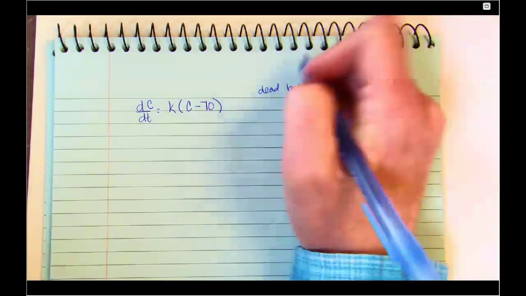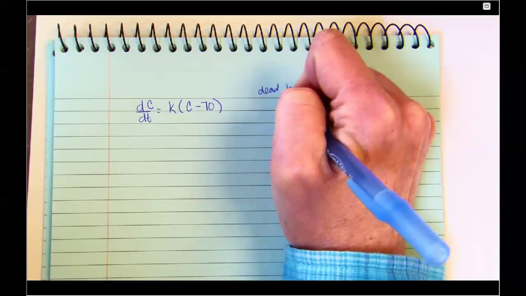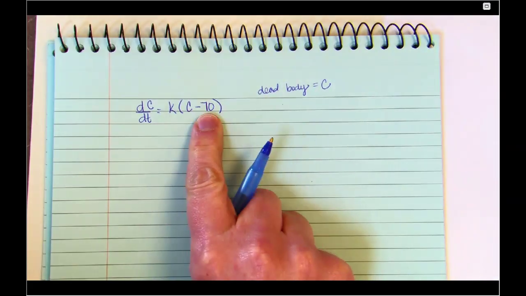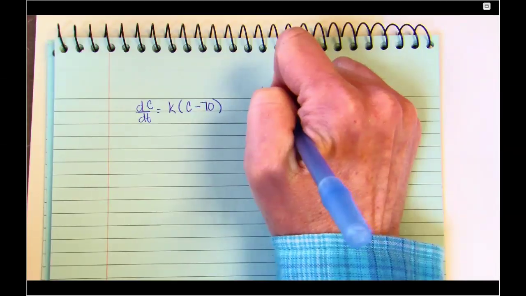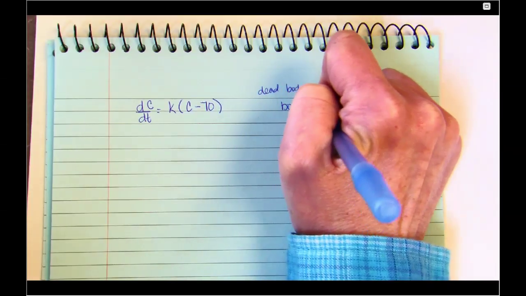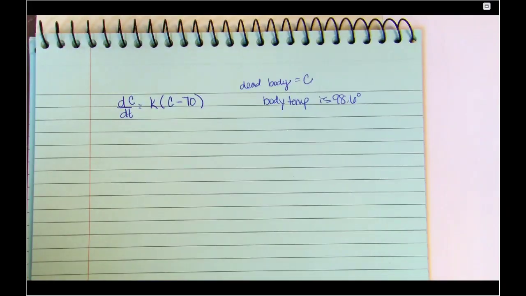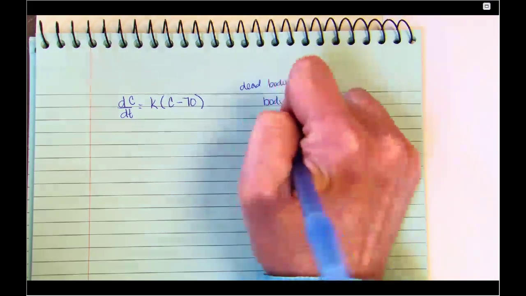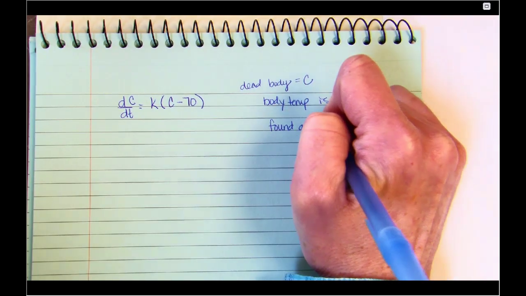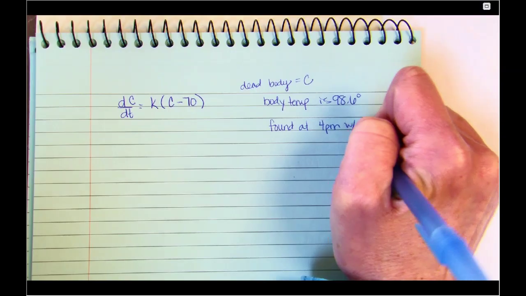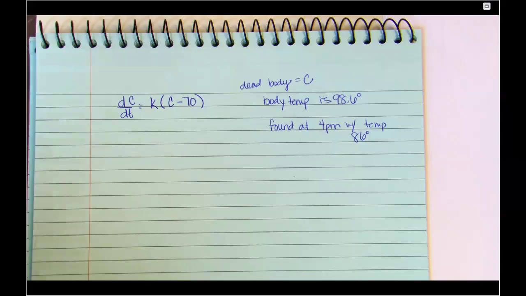We're going to say that the room is 70 degrees. So a person's body temperature when they're living is 98.6 degrees. And they were found at 4 p.m. with a body temperature of 86 degrees. Is it going to tell us that dead body equals C? No, we're just supposed to know that. It will define the variables for you.